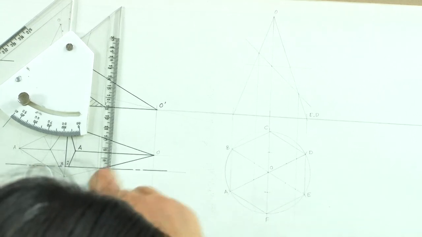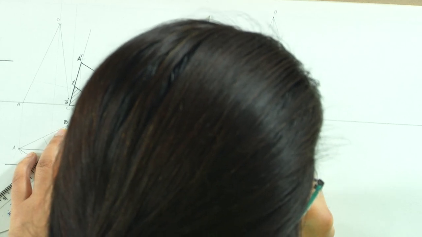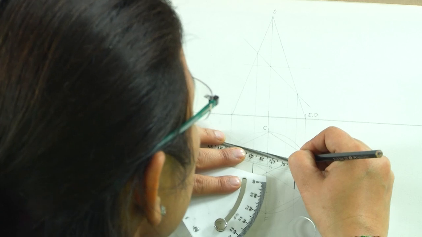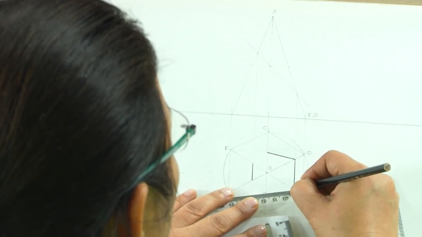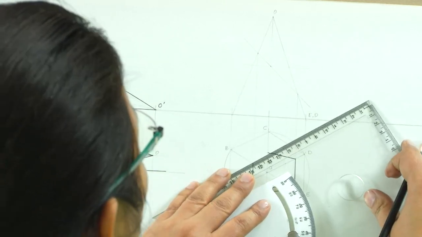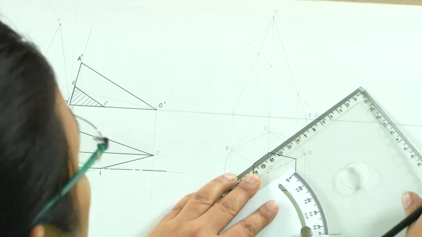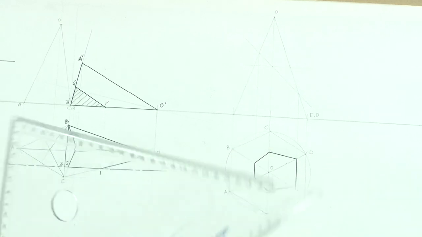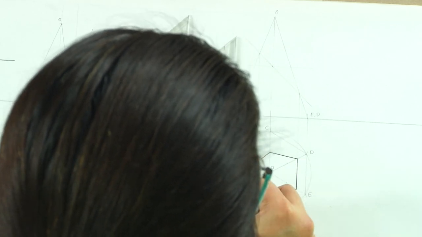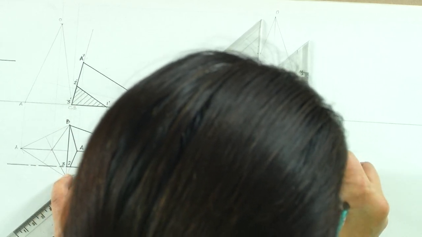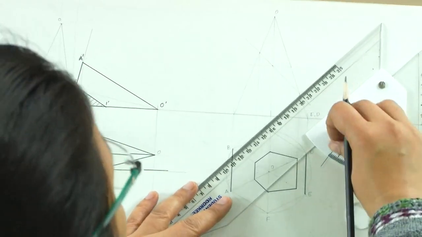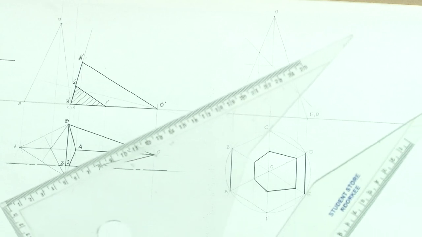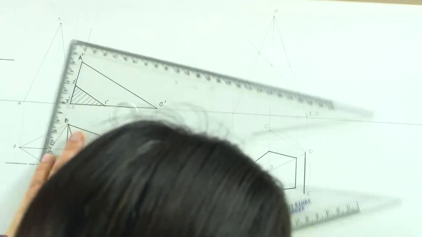Now, if I join these, and you join this, what we see is a distorted hexagon, but it will still be a hexagon. So, this is the final top view that we are going to see in the case of a hexagonal pyramid. Arriving up to this point is still not difficult. Now, the trick is to arrive at the true shape of the section.